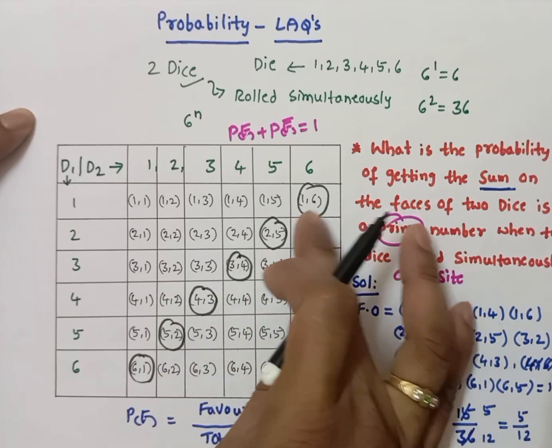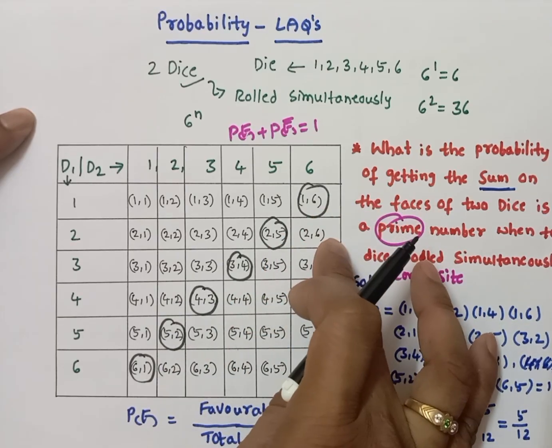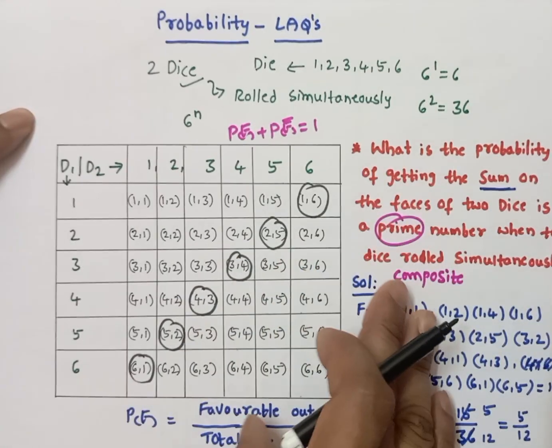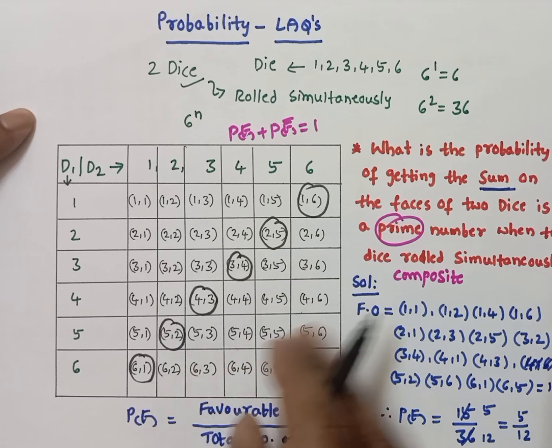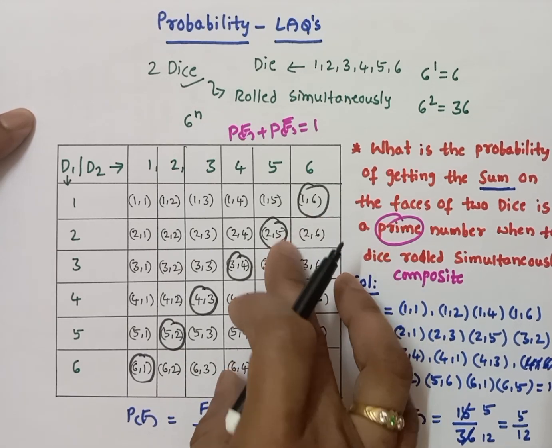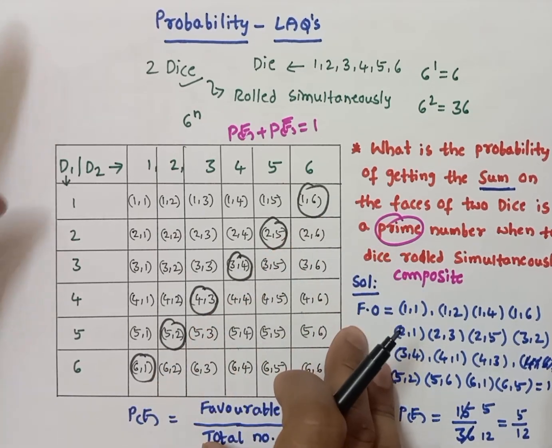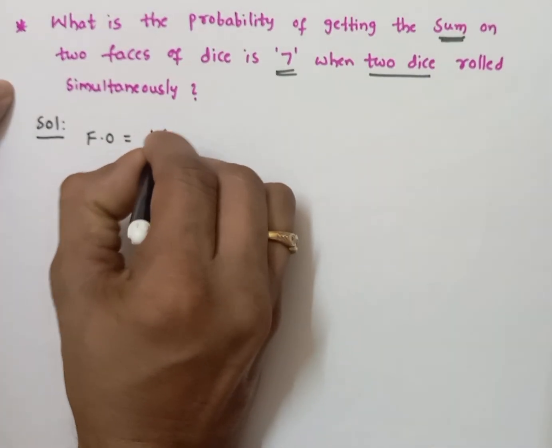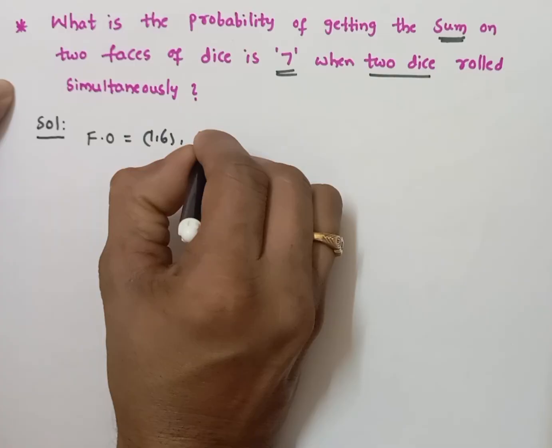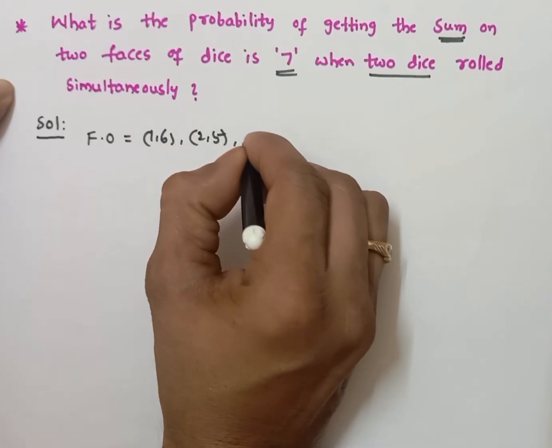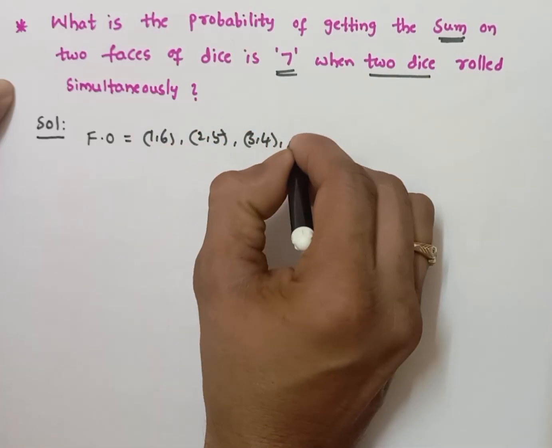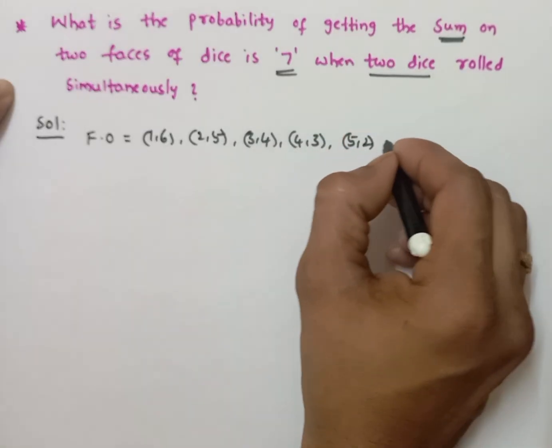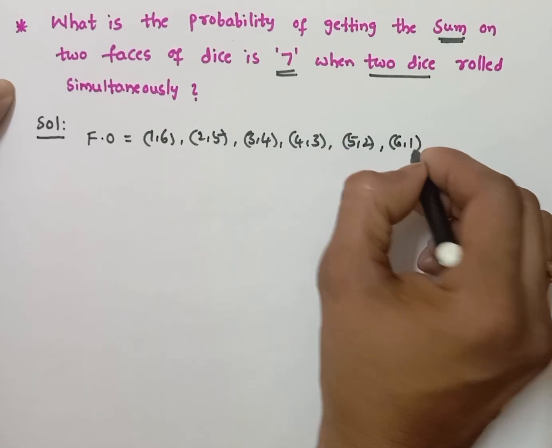If it is more than 7, then (2,6) we also consider, and more than 7 means (3,5), (3,6), but exactly 7 means these are the possibilities: (1,6), (2,5), (3,4), (4,3), (5,2), and (6,1). So let us write these outcomes. Favorable outcomes are (1,6), (2,5), (3,4), (4,3), (5,2), and (6,1). These are the favorable outcomes.